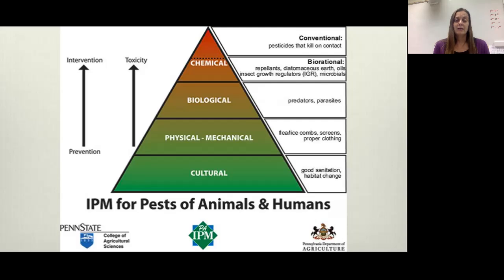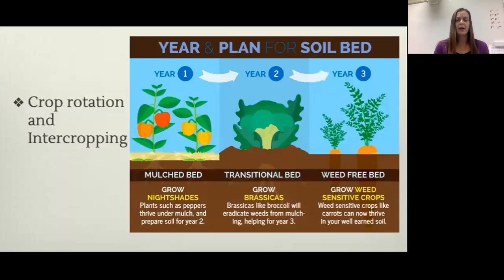And then the last and smallest piece, but still a very significant piece of integrated pest management, is the chemical component. And that might be things like oils or things like diatomaceous earth, so things that are repellent, or it could be a conventional pesticide that kills on contact. So let's talk about that first piece, and that is the cultural piece. So that's good sanitation, and that is providing habitat changes.